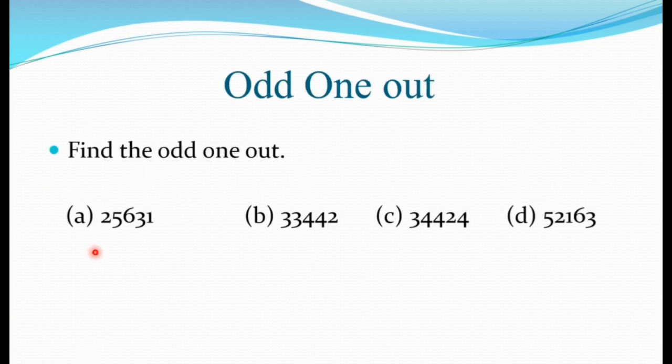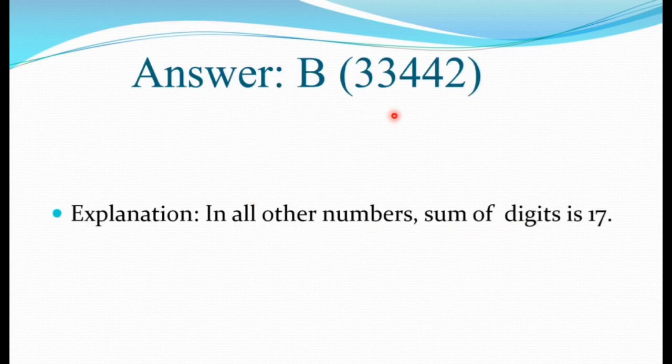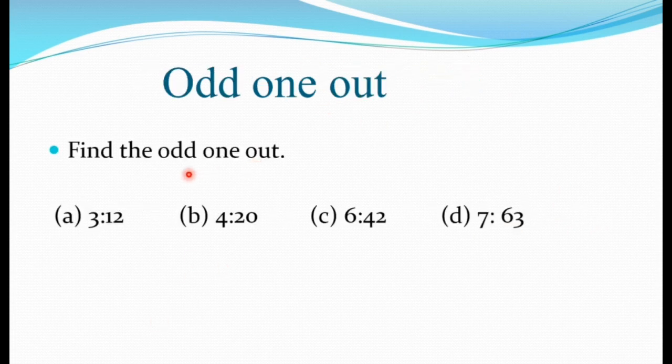Next question. Find the odd one out. 25631, 33442, 34424, 5163. And the correct answer is option B. In all other numbers, the sum of digits is 17, except option B.